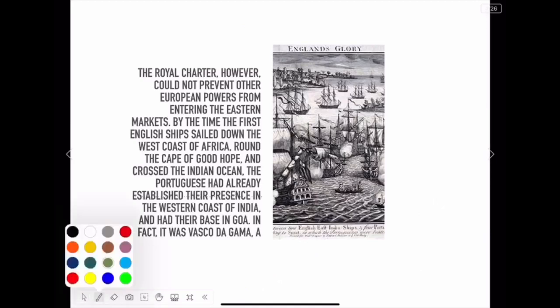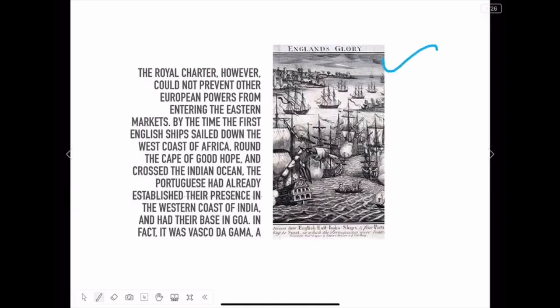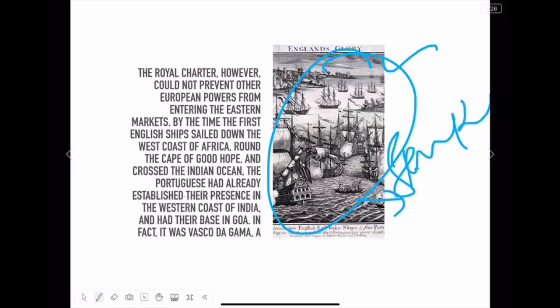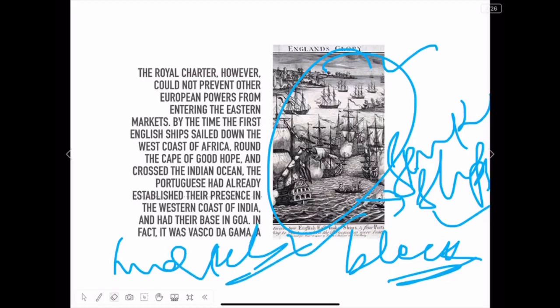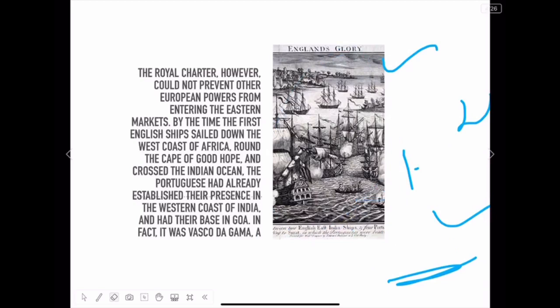And in this picture, you can see there is a fight going on. So basically, they used to sink each other's ships and block the routes. They wanted to occupy the markets which were in India. They wanted all the products in India. So they used to fight with the other trading companies, with their royal competitors. So this was what was happening, the wars, right?